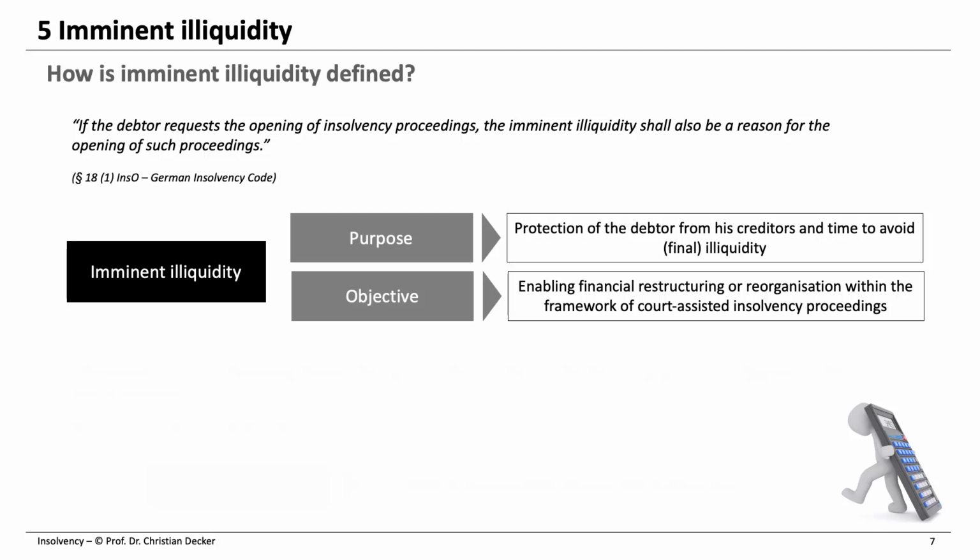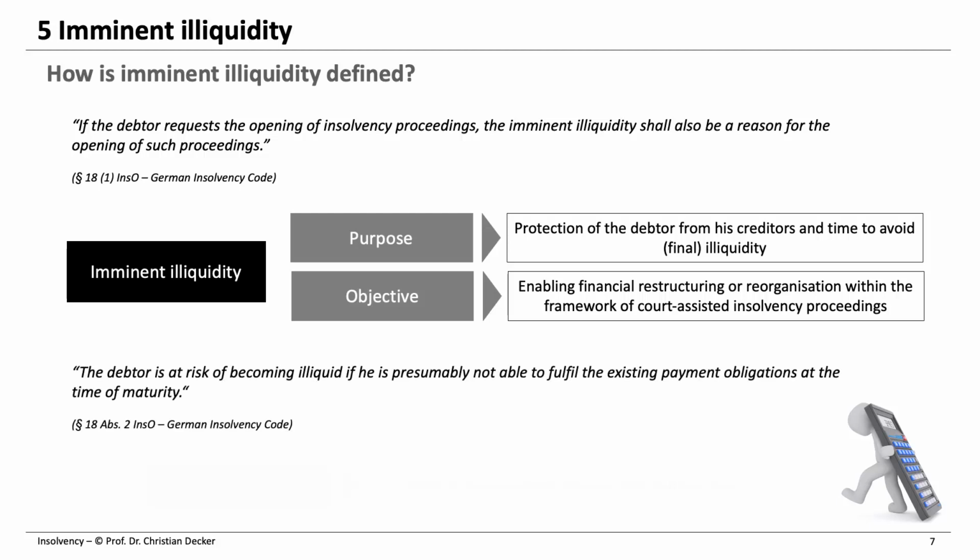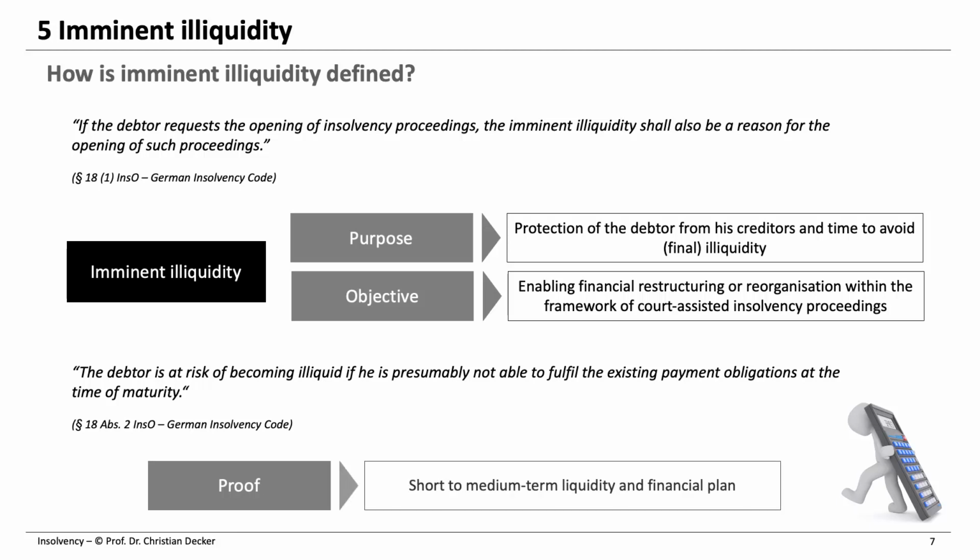Section 18.2 of the German Insolvency Code defines the term imminent illiquidity as follows. The debtor is at risk of becoming illiquid if he is presumably not able to fulfill the existing payment obligations at the time of maturity. The debtor must provide evidence that he is likely to be threatened by illiquidity. This proof can be provided by a short to medium term liquidity or financial plan.